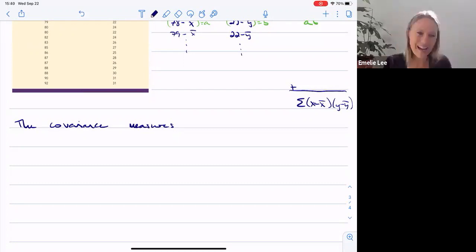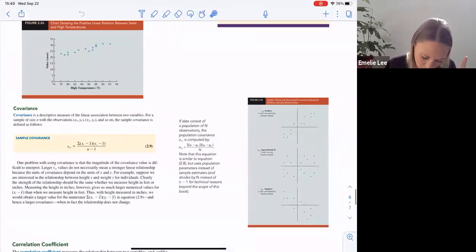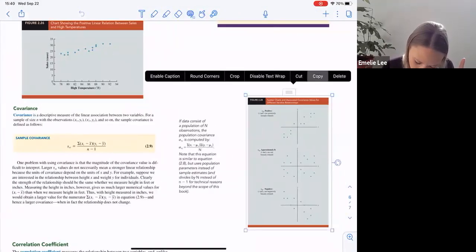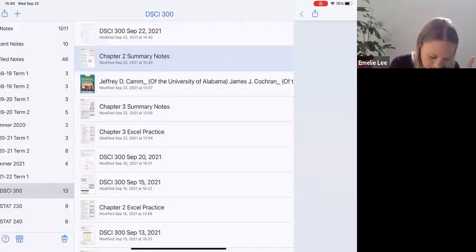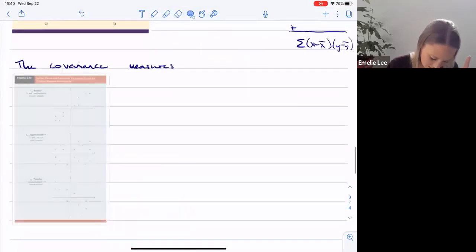Gotta get him. So anyways, the covariance is measuring... can we show it on a graph? Yes, sort of. To be continued here. I'll just bring in that graph because maybe that'll make it more helpful. Copy. I almost deleted it.